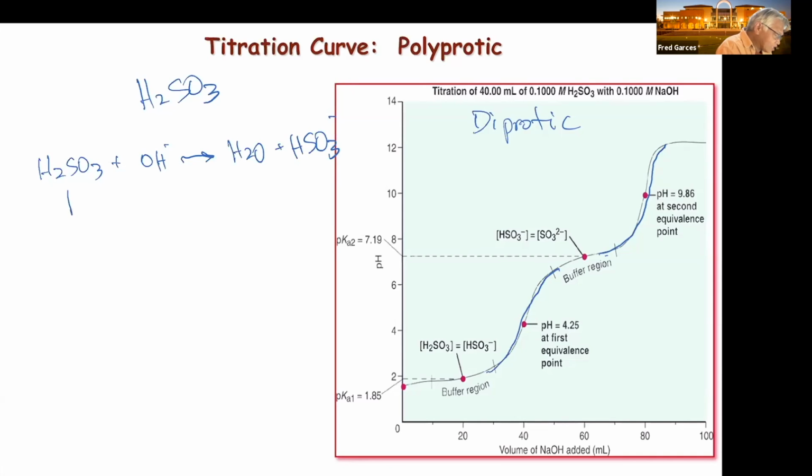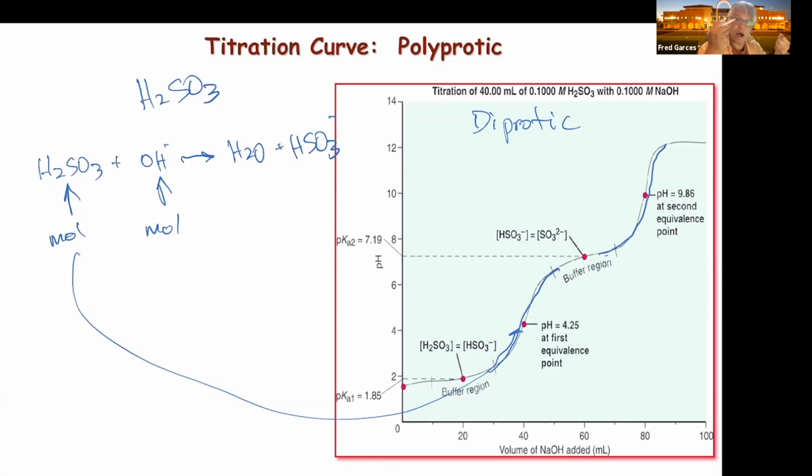Now, when this moles and this moles are equal, then you reach the equivalence point right here. You reach the equivalence point when the moles of your hydroxide equals the moles of your original diprotic acid. At that point, there is no more H2SO3. Everything has been converted to HSO3 minus. So what you need to do is look at HSO3 minus and see how it reacts with water, and then calculate the pH from there. So that's how you get that.